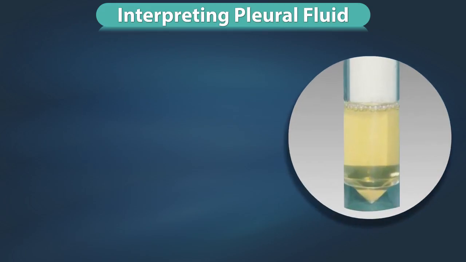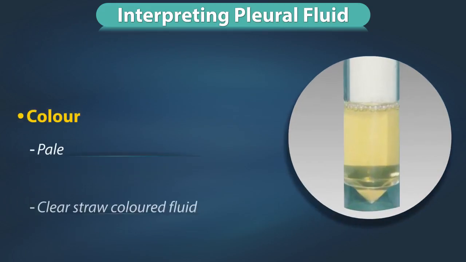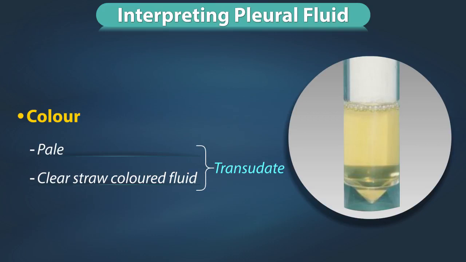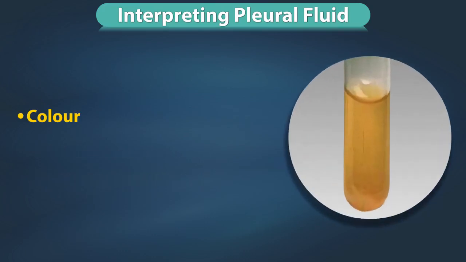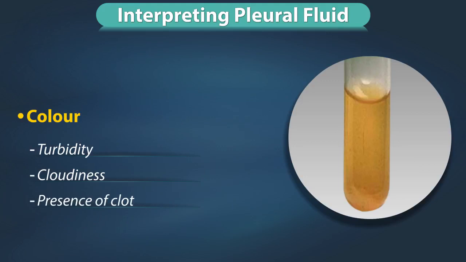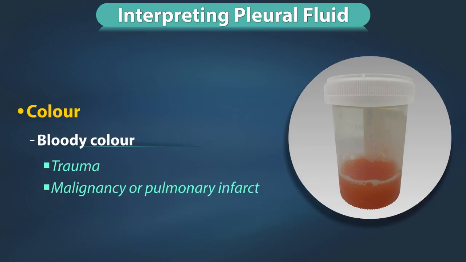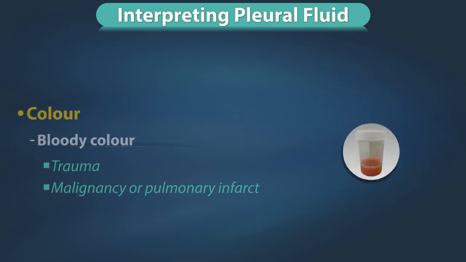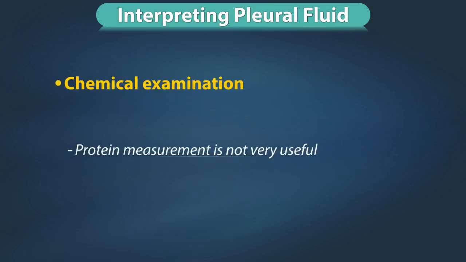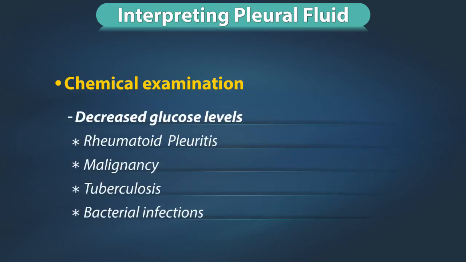Interpreting pleural fluid. Color. Pale, clear, straw-colored fluid is a transudative fluid, while a turbid, cloudy fluid or presence of clot is exudative fluid. A reddish color is seen in trauma, malignancy, or pulmonary infarct. Chemical examination. Protein measurement is not very useful. Decreased glucose levels are seen in rheumatoid pleuritis and few cases of malignancy, tuberculosis, and bacterial infections.